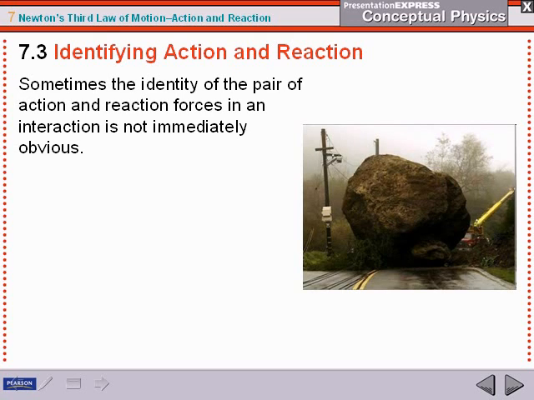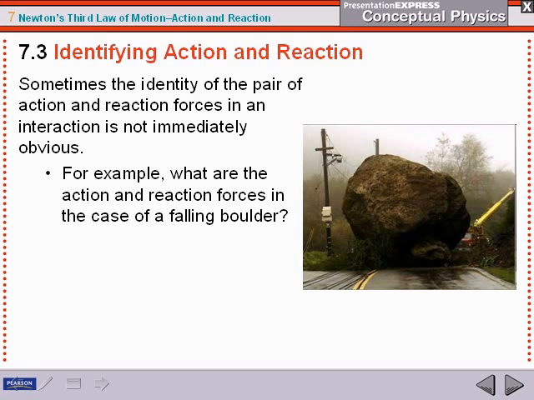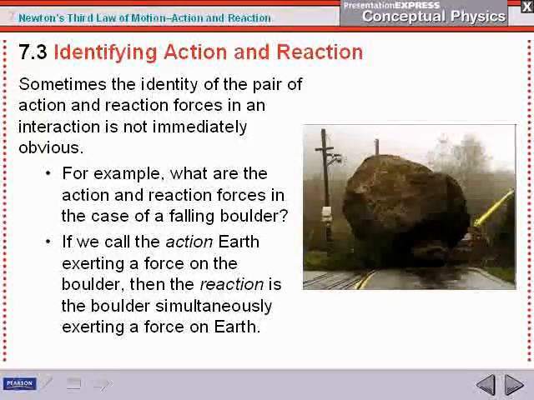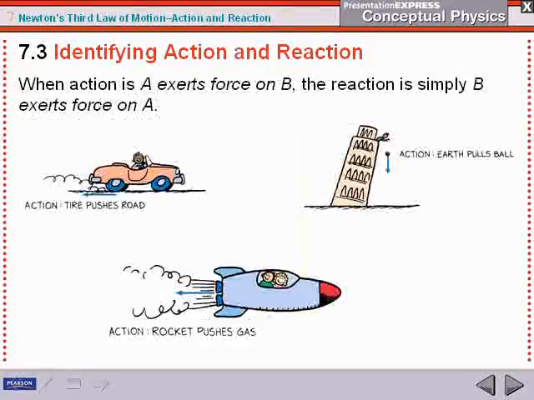Sometimes it's not so easy to figure this out. What would you say the action-reaction forces are in the case of a falling boulder? Now, don't forget the Earth. The action might be the Earth exerting force on the boulder, pulling the boulder down, but the boulder also is simultaneously pulling back up with a force on the Earth.